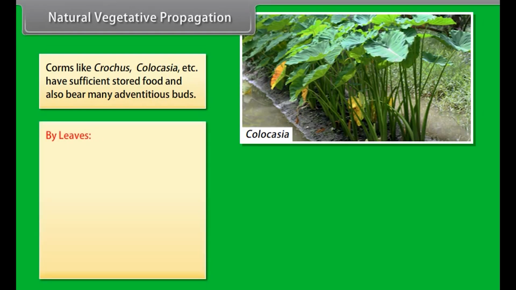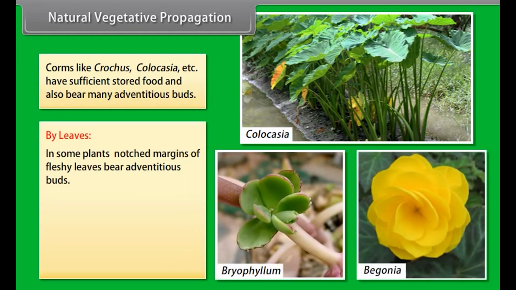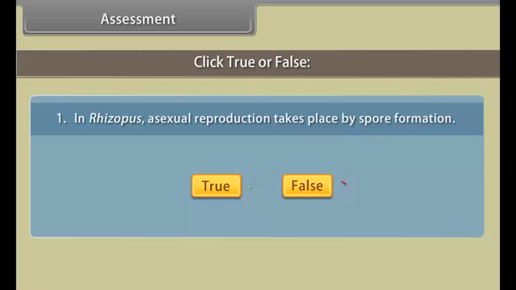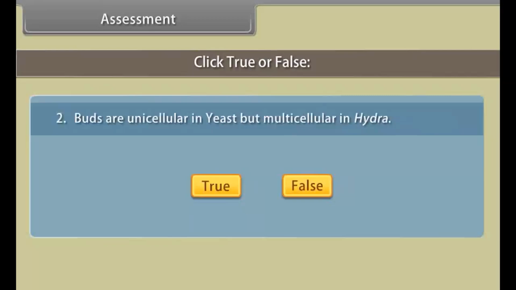By leaves. In some plants, notched margins of fleshy leaves bear adventitious buds. When the leaf falls on the soil, the buds develop into small plants under favorable condition. These plantlets, on being detached, develop into independent plants. Example, Bryophyllum, begonia.